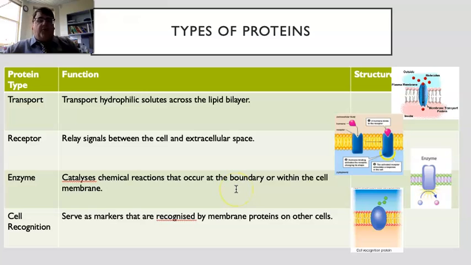Enzymes, less so in the cell membrane, but we see these throughout the cell in general. They help to catalyze chemical reactions, to speed up those chemical reactions and let them occur at a rate that supports life. And like I said before, cell recognition as well. Again, it helps you recognize other cells.